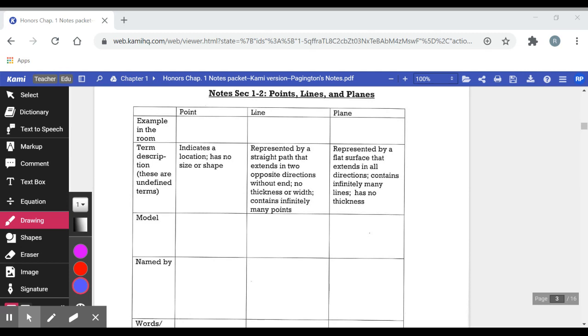So in terms of points, lines, and planes, we first talked about looking around the room and trying to find an example of a point, line, and plane. There are many options, but for a point, one thing someone mentioned was the corner of the room. Even though we don't actually see a dot in the corner of the room, it still represents a point in space. So I'm going to go ahead and fill in.